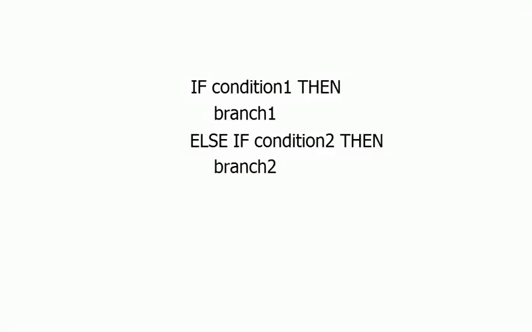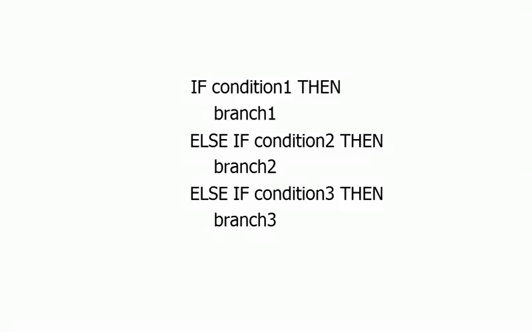Business rules also allows else-if statements for building several conditions into an if statement. Branch 2 only occurs if condition 1 is not met, but condition 2 is. Branch 3 only occurs if neither condition 1 or condition 2 are met, but condition 3 is. And always close it with an end-if statement.